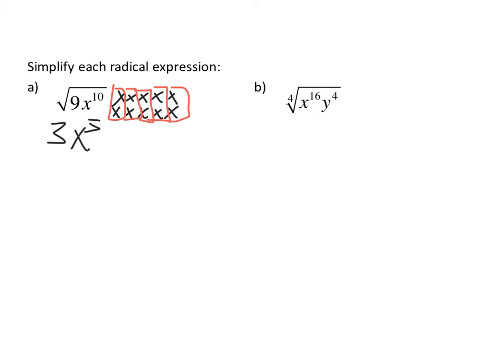Now let's look at this next one. It doesn't have a number, so we're going to deal with the x's. I'm going to go ahead and write out 16 x's just so we can visually see it. And I'll show you a shortcut here in a second. But let's go ahead and write those out.